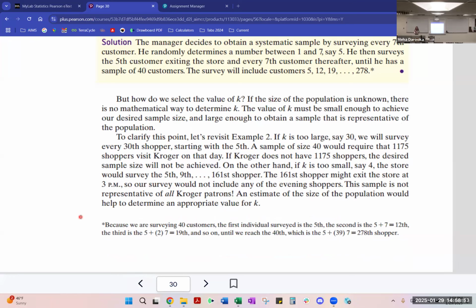Now, to select your k value, that's what they're going over here. In this case, if the size of the population is unknown, then there is no mathematical way to determine the k.